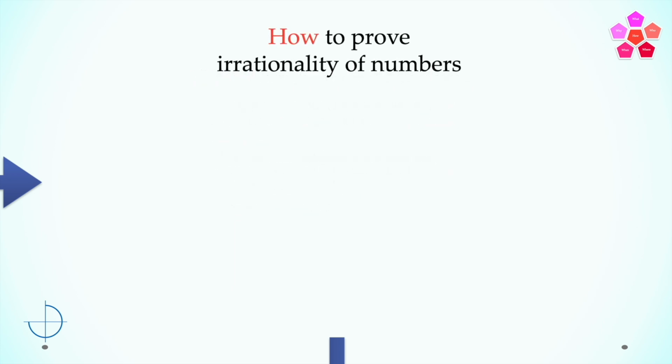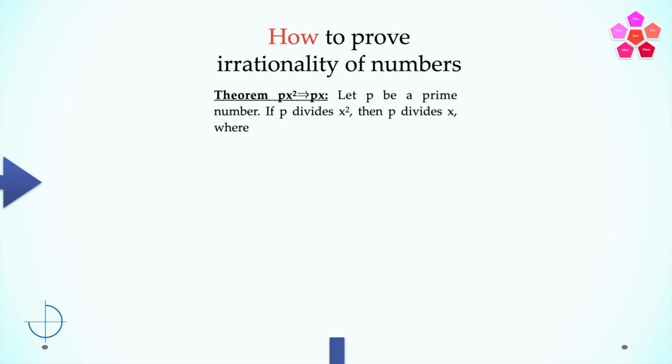How to prove irrationality of numbers? In order to prove the irrationality of numbers, we use a theorem based on the fundamental theorem of arithmetic. We call it the theorem: p divides x square, which implies p divides x. This is just to remember. So let p be a prime number. If p divides x square, then p divides x, where x is a positive integer.